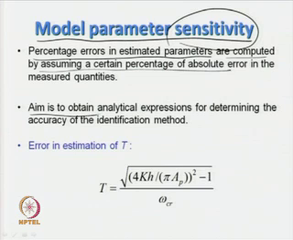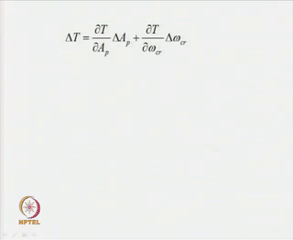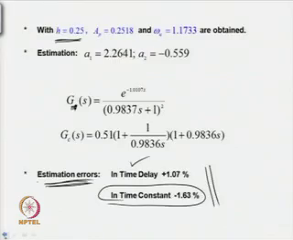Now, our aim is to obtain certain analytical expressions for determining the accuracy of the identification method. Now, I will use the simplest expression we can have for the time constant, which is given by t is equal to square root of 4 k h upon pi a p whole square minus 1 divided by omega c r. Where are you getting this expression for t from? Basically, as you have seen, you can find the expression for t from the earlier expressions I have already given at the beginning.